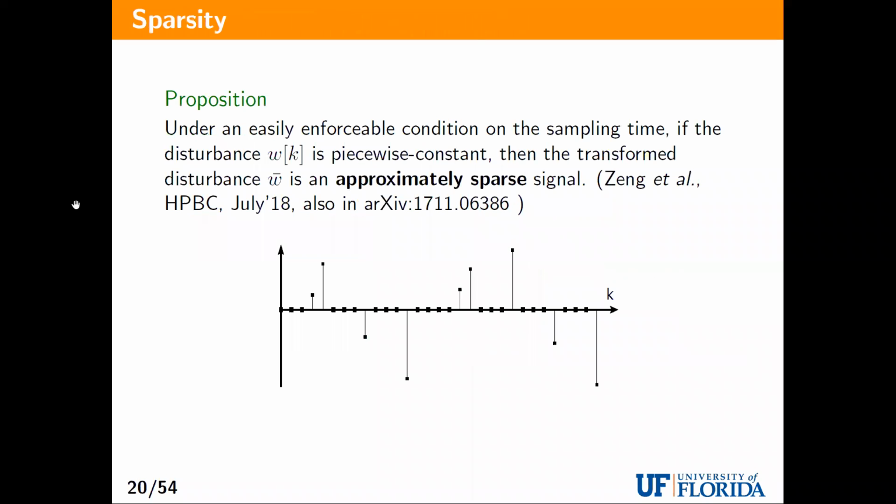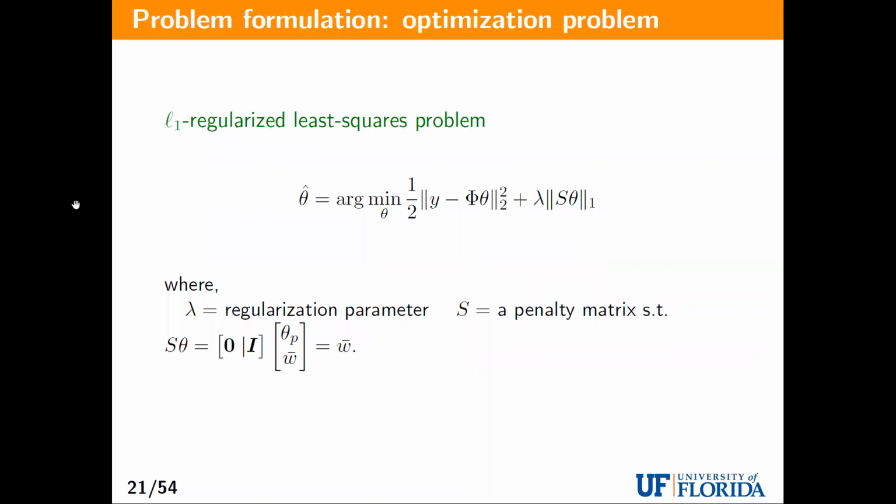How does that help? Well, because its derivative is mostly 0, once you take the derivative, this W bar signal is mostly 0 with a few non-zero elements. And that helps because of something that happened in another field about 20 years ago. I'll get to that in a moment.